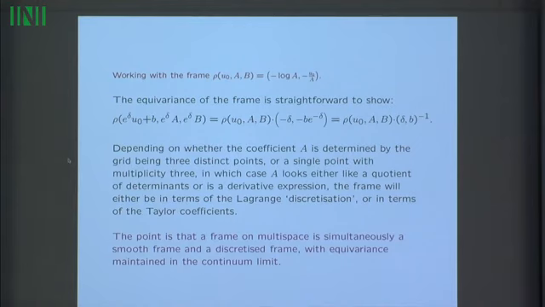So depending on whether the coefficient is determined by the grid being 3 distinct points or a single point with multiplicity 3, in which case it either looks like a quotient of determinants or is a derivative expression, the frame will be either in terms of the Lagrange discretization or in terms of the Taylor coefficients. So this expression for the frame simply shifts from being on the standard jet bundle to involving the approximation data. And the whole point is that I have simultaneously a smooth frame and a discretized frame, and equivariance is maintained. So that's very important.